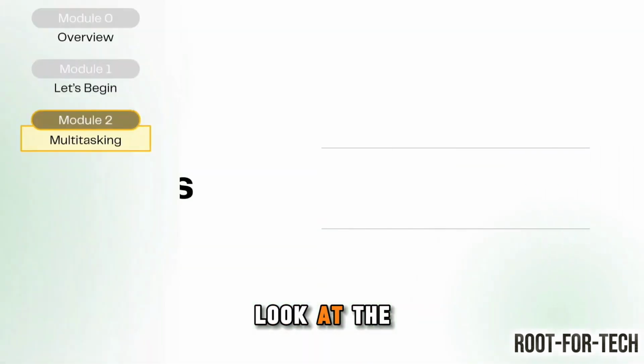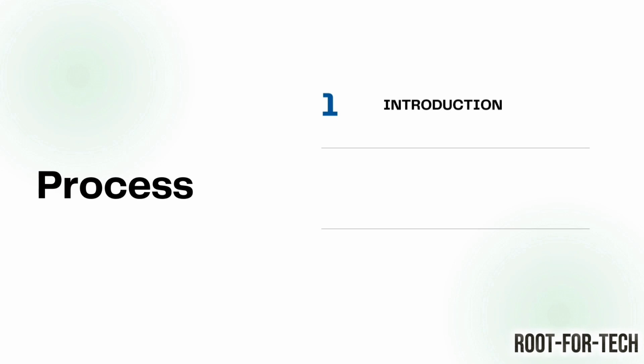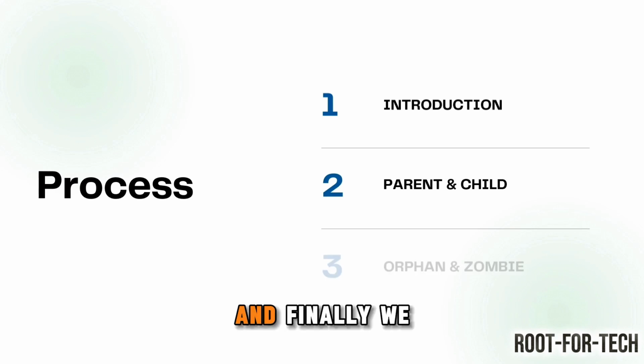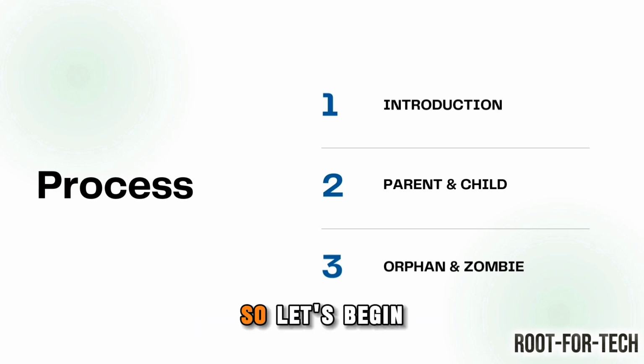Let's take a look at the objectives of this session. So in this session, first we introduce what a Linux process is and see a few shell commands related to it. Then we discuss how to create parent and child process using the fork mechanism. And finally, we discuss about zombie and orphan processes. So let's begin.